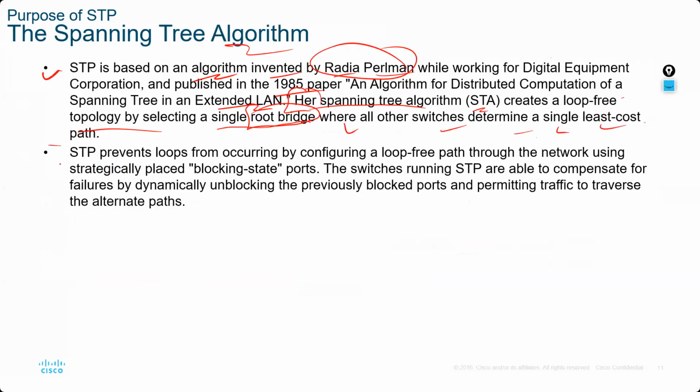So this spanning tree, of course, we have said that it prevents loops from occurring by configuring a loop-free path through the network using strategically placed blocks. Okay, so let's just go ahead and see.